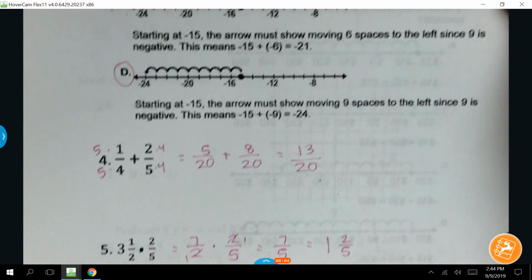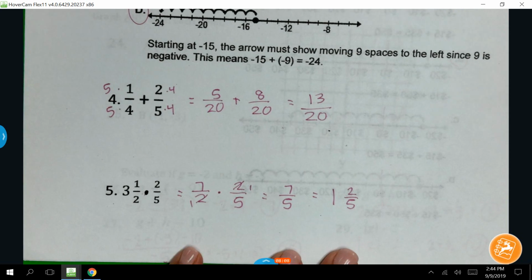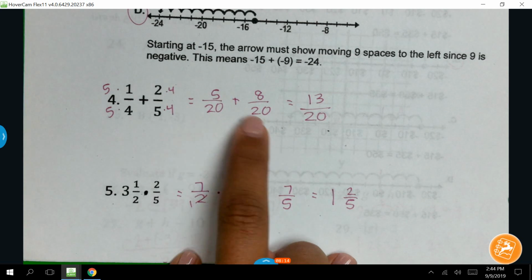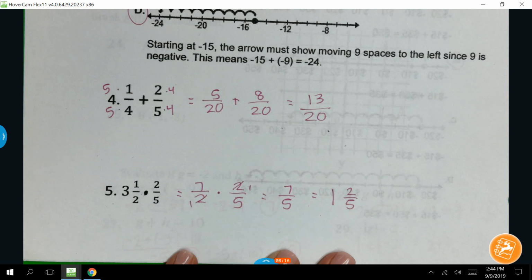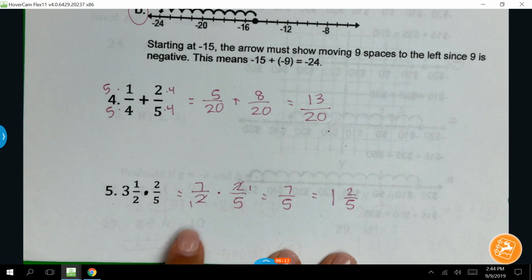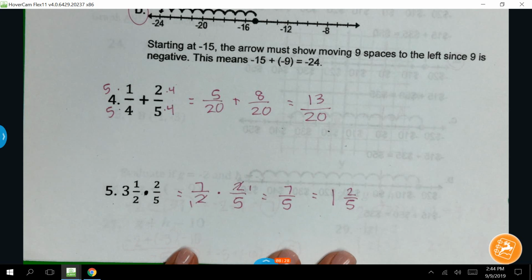And then adding and multiplying fractions. Now number 4 should be 13 over 20. You have to find that common denominator when you're adding fractions, but you do not add the bottom numbers. Okay? Only the top numbers. And then number 5, when you're multiplying, you need to change that 3.5 to an improper fraction first. So 7 over 2 times 2 over 5. And then you can go ahead and cross simplify if you like. So 7 over 5, which as a mixed number gives you 1 2/5.